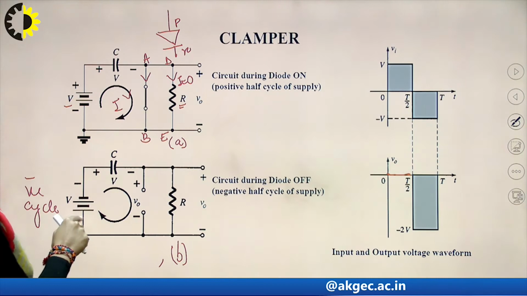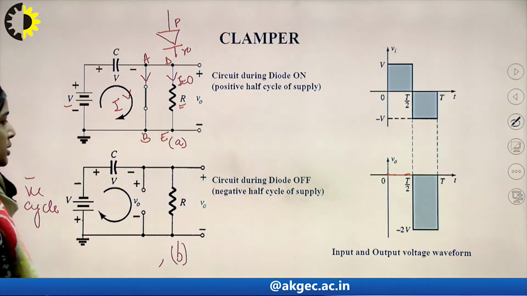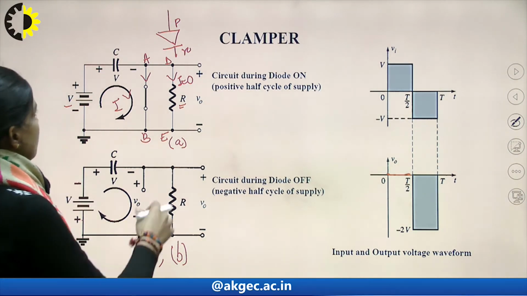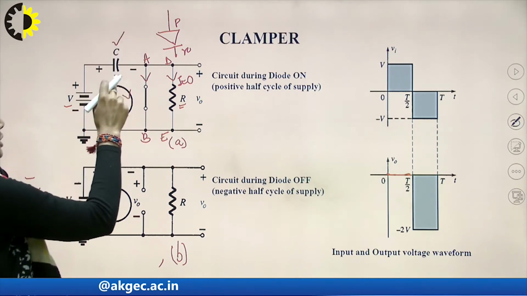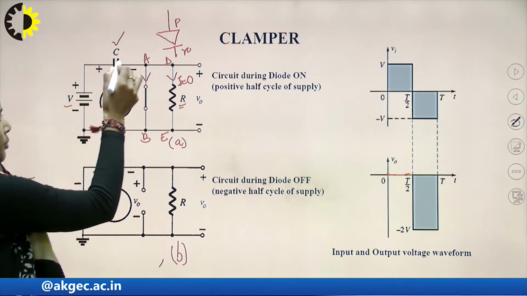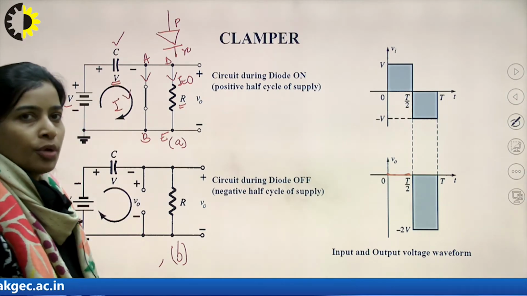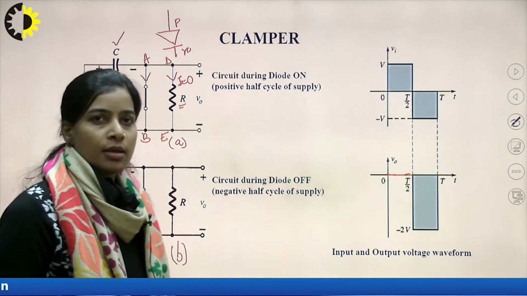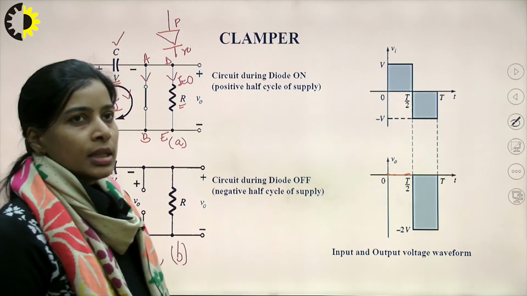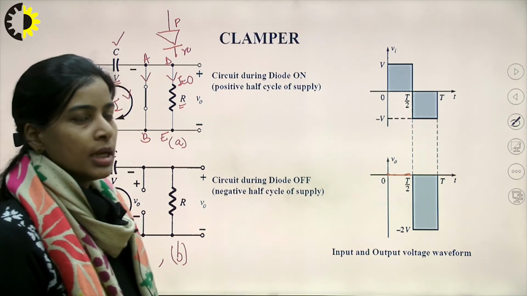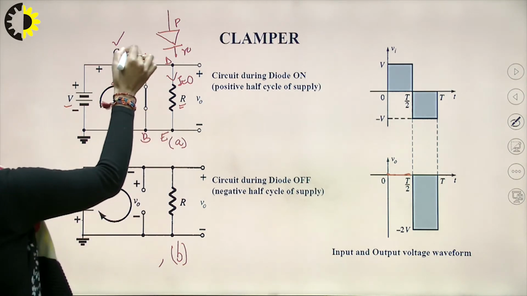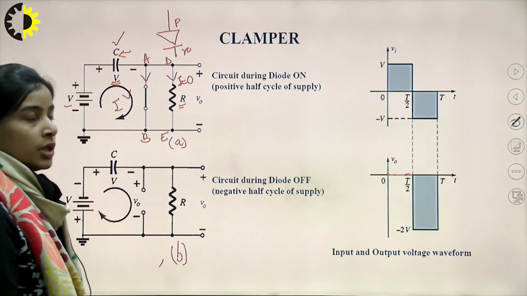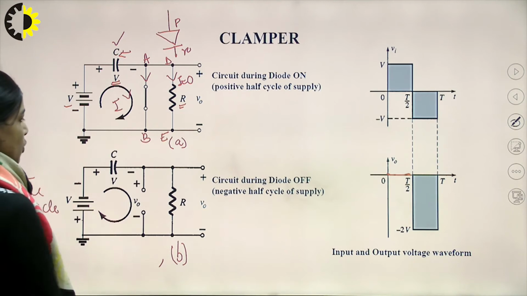this polarity will be like this, negative and positive. And one more thing, during the positive cycle, this capacitor will be charged to a potential V with positive and negative polarity. As we have considered that the RC time constant is much larger, this capacitance will be charged instantaneously when the current starts flowing.